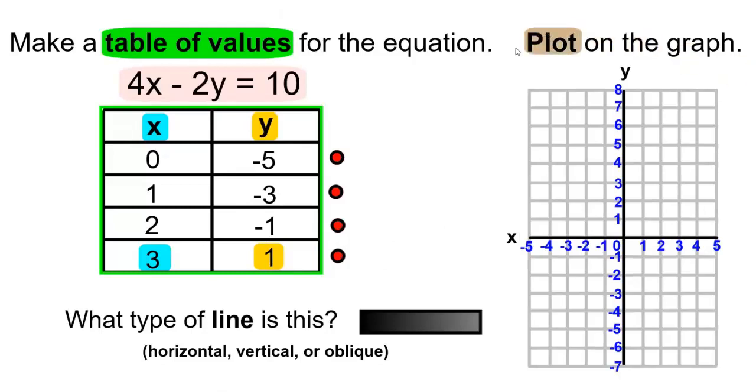Next, we'll plot this on the graph. We'll start with x is 0 and y is negative 5. This horizontal line is your x, and the vertical line here is your y. So we'll start here when x is 0, y is negative 5. Next, when x is 1, y is negative 3. Start here. When x is 1, y is negative 3.